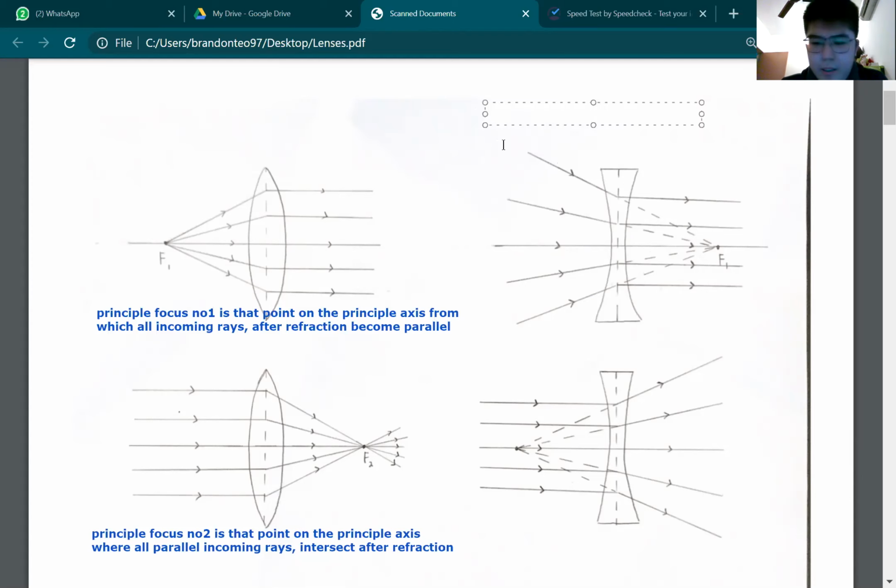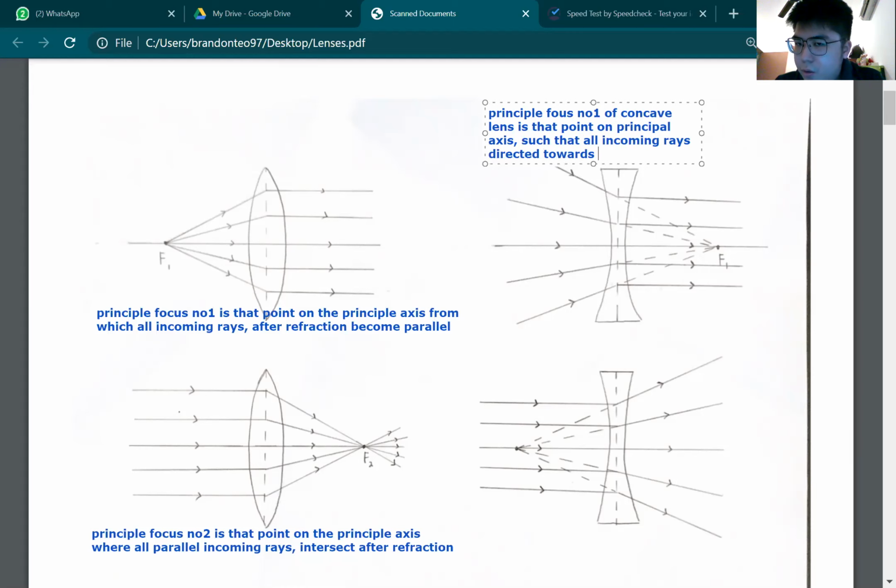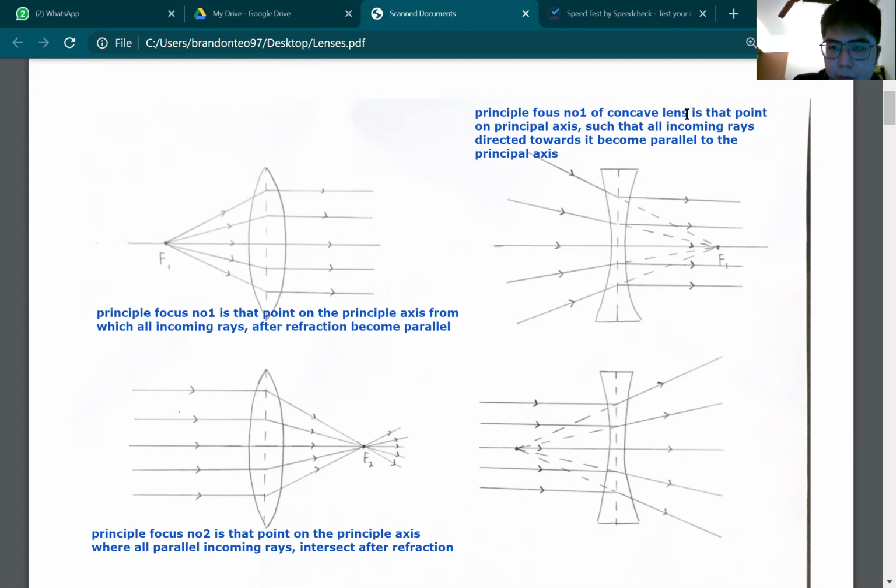Okay, so this one, how do we call it? This one again, call it the principal focus number one of a concave lens. Okay, is that point on the principal axis such that all incoming rays directed towards it become parallel to the principal axis. That's it. Okay, after refraction. So principal focus number one of concave lens is the point such that all incoming rays directed towards it, okay, directed towards it, it will become parallel to the principal axis.